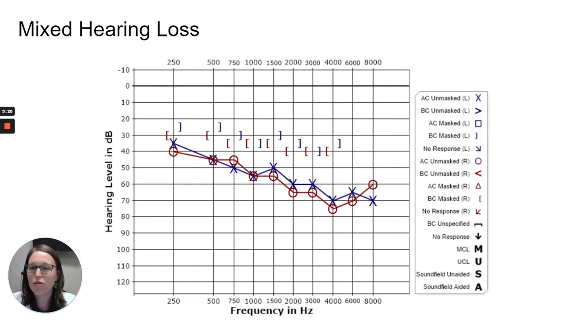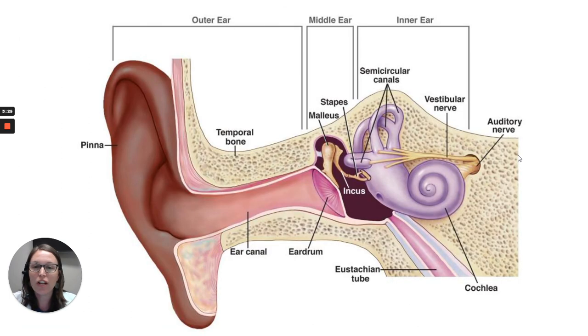So I hope this helps to get a better understanding of the types of hearing loss and how that fits with the actual anatomy of the peripheral hearing system.